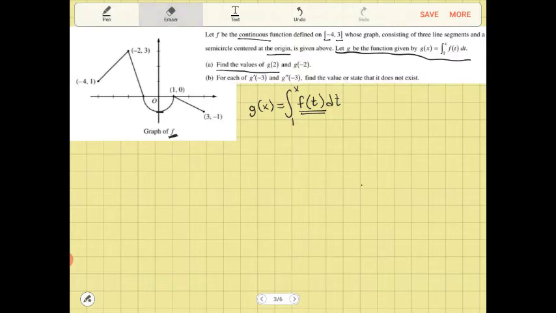So the first question is asking you to find g of 2. So let's plug in and think about what this is. It's the integral from 1 to 2 of f of t dt. Well, that's an area. It's the area between your graph and your x-axis, which is right here.